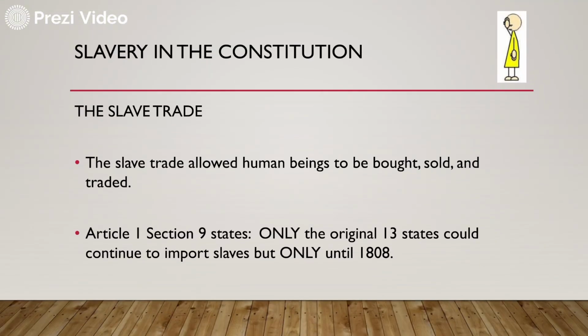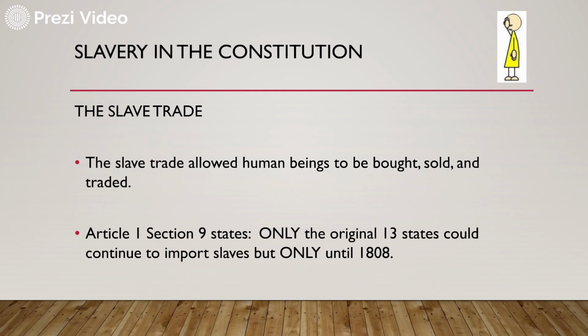Also, it was allowed within the Constitution, slavery and the slave trade, which allowed for humans, mainly again from Africa, to be brought over, to be bought, sold, and traded, and that was all at the whim of the owner. They were considered property, so whoever owned a slave was allowed to sell them. If you had enough money in a state that allowed it, you could buy slaves to be your servants and to be your workers.